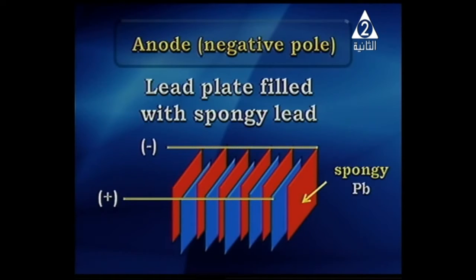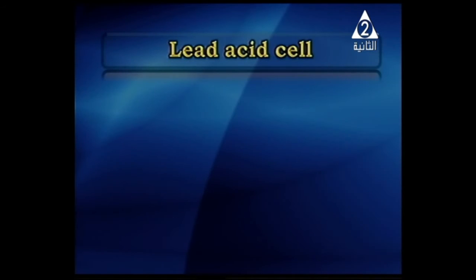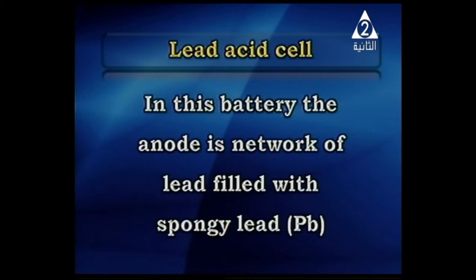Negative parts. So this one, it's the negative and positive poles. So the spongy lead plate, lead plates filled with spongy lead. So we have the lead and spongy one. And after that, we have the lead acid cell. This is the battery.